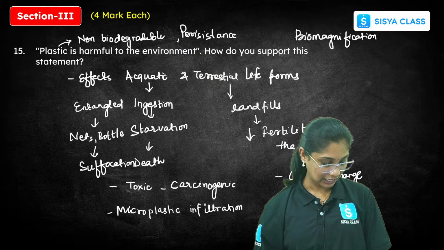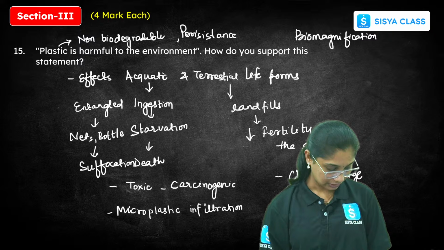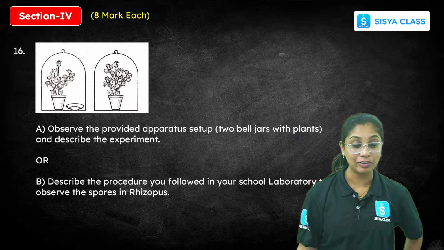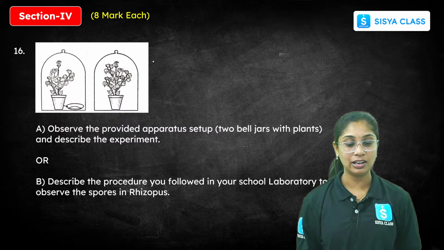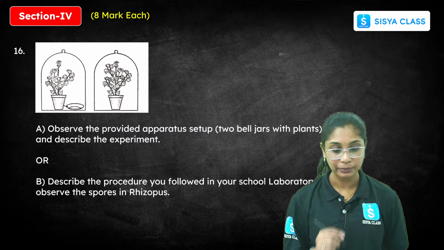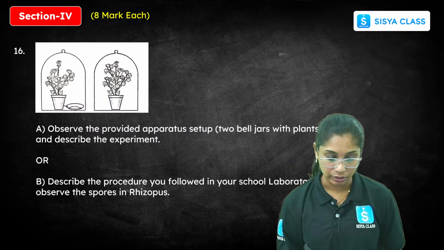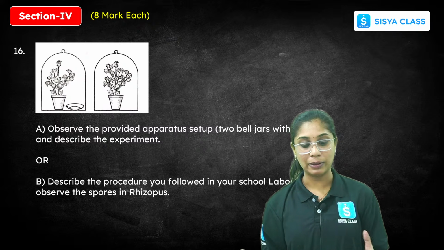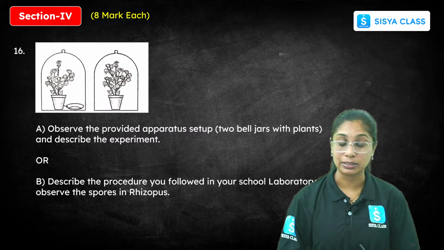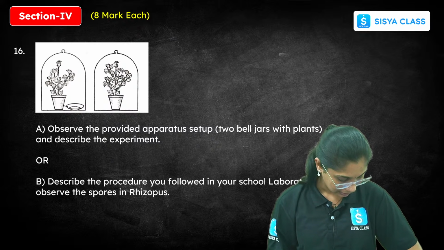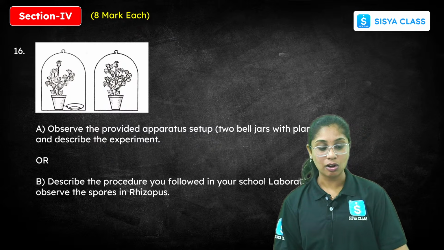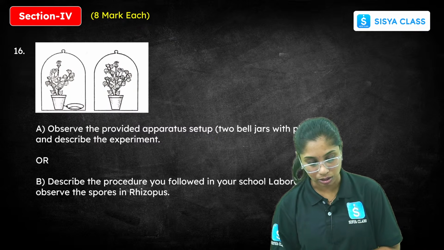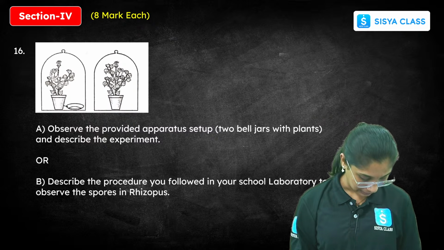Anyone has any doubt? Okay, fine. Moving forward. Here we have the section 4, 8 marks question. Always the 8 mark question comes with an OR. Here the 16th one: observe the provided apparatus setup, 2 bell jars with plants, and describe the experiment. This is a very famous experiment, everyone. And in the OR, we got: describe the procedure followed in your school laboratory to observe the spores in rhizopus.